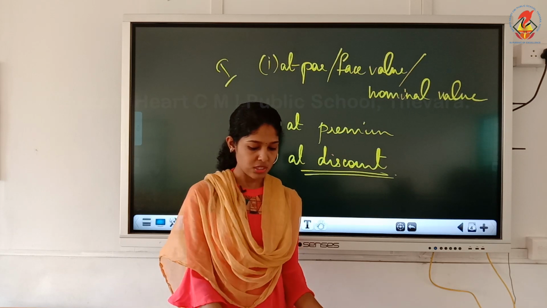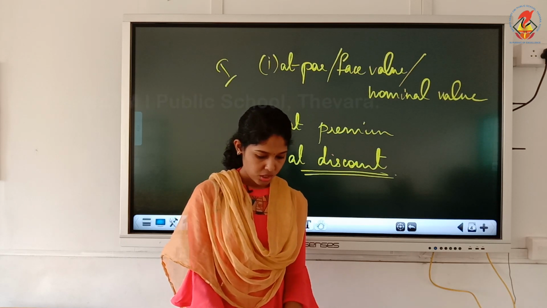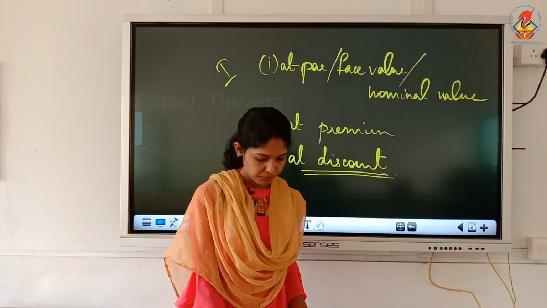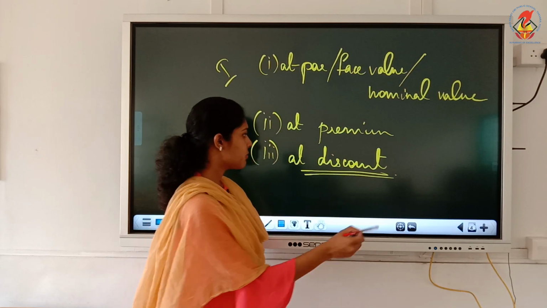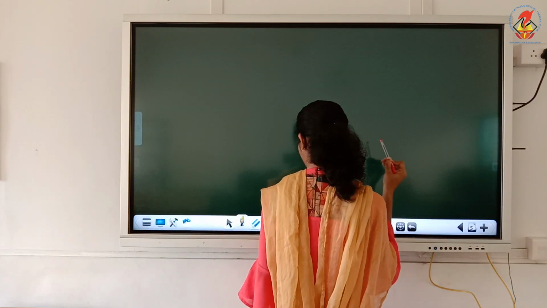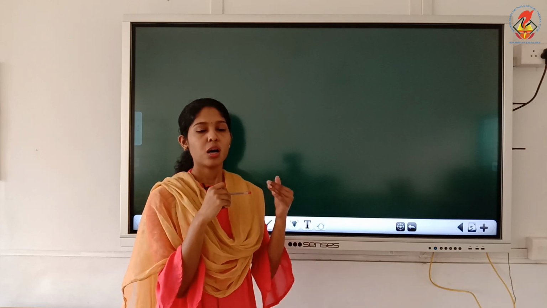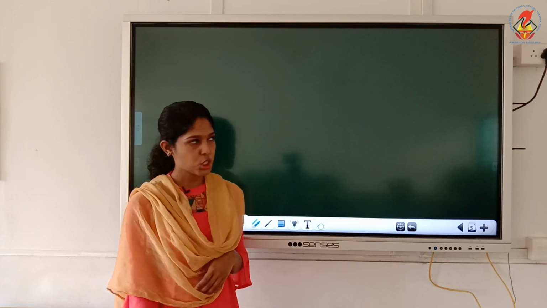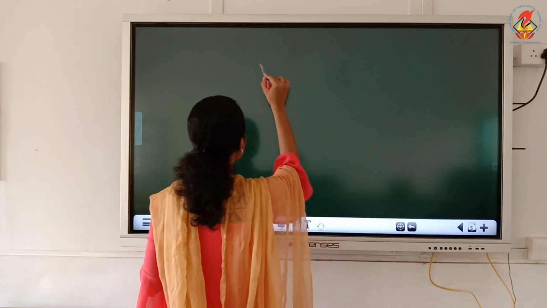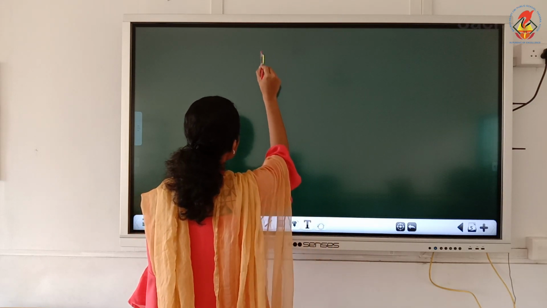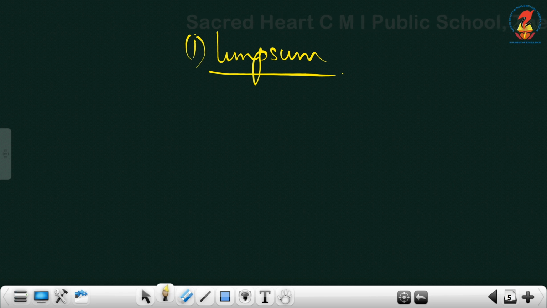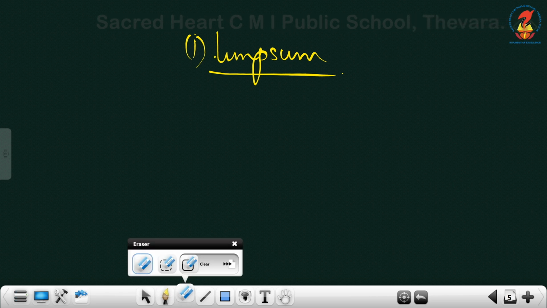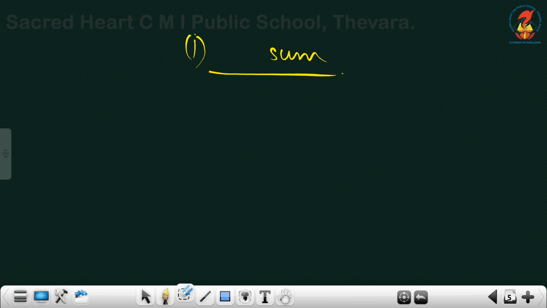That means at face value itself, the actual value. We'll work out one question with premium. Before that, we'll just revise the entries we studied in the chapter shares. So the first journal entry, you remember, you can get the money either in lump sum or in installments, isn't it? So if you are getting the amount in lump sum, you remember the journal entries we learned in that chapter.